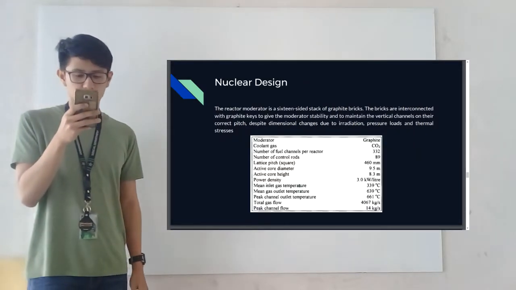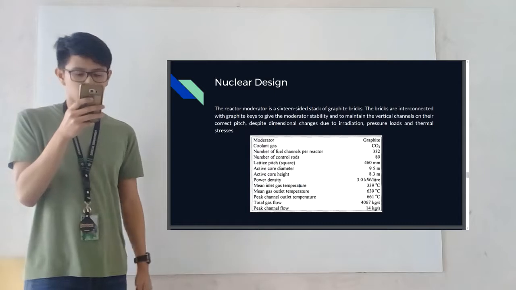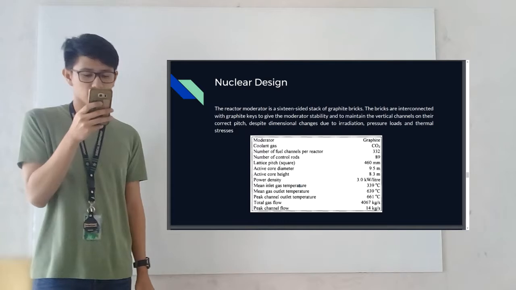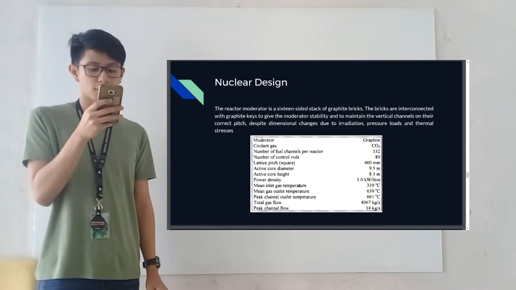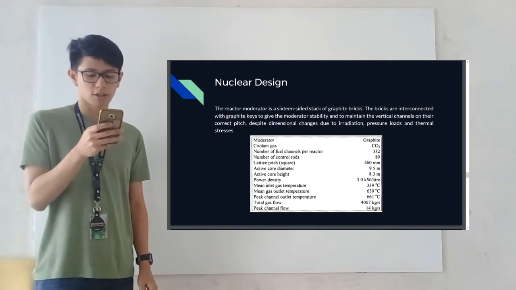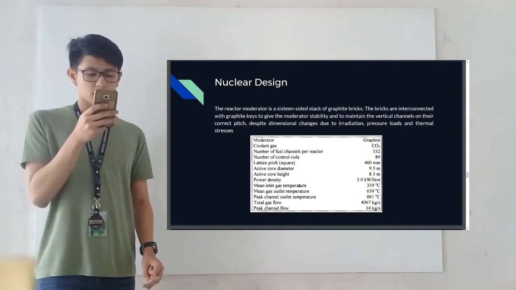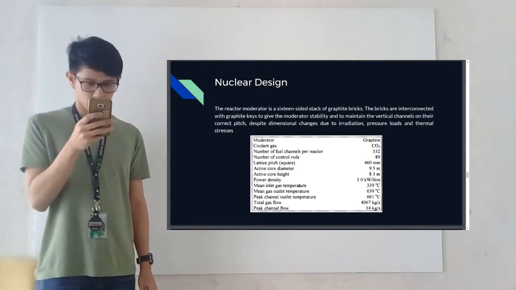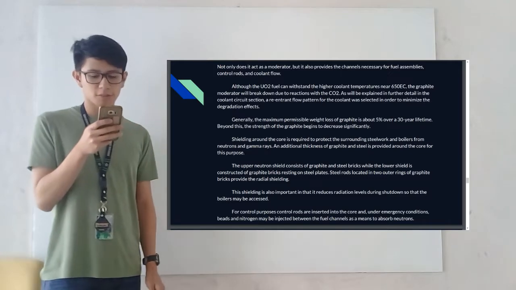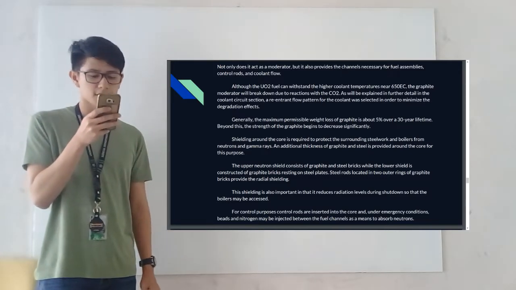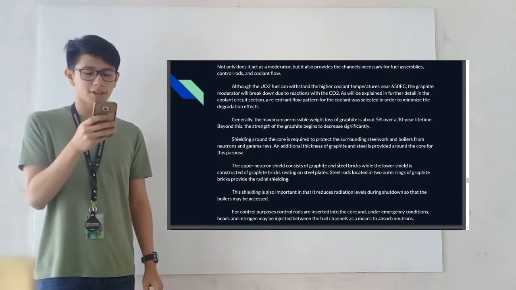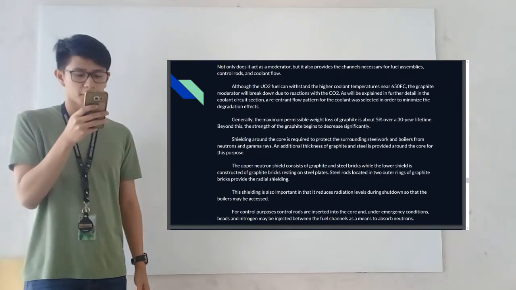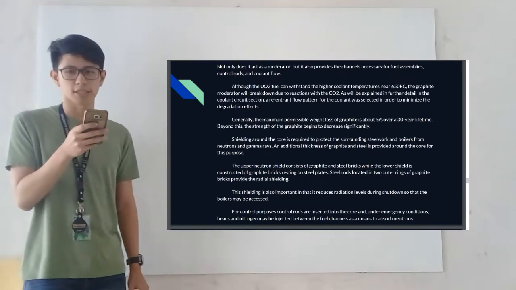The nuclear design: the reactor moderator is a 16-sided stack of graphite bricks, and the bricks are interconnected with graphite keys to give the moderator stability and to maintain the vertical channels on their correct pitch despite dimensional changes due to irradiation, pressure loads, and thermal stress. Not only does it act as a moderator but it also provides the channels necessary for fuel assemblies, control rods, and coolant flow. Generally, the maximum permissible weight loss of graphite is about 5% over a 30-year lifetime. Beyond this, the strength of the graphite begins to decrease significantly.